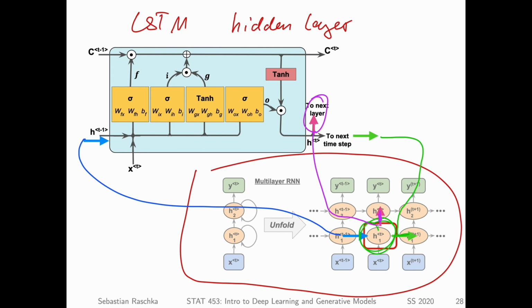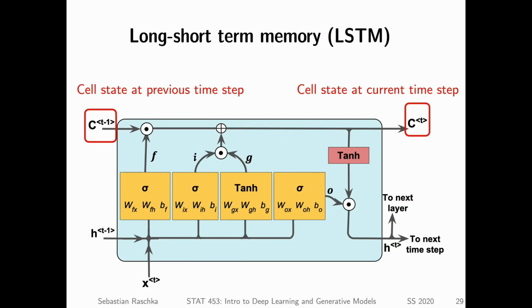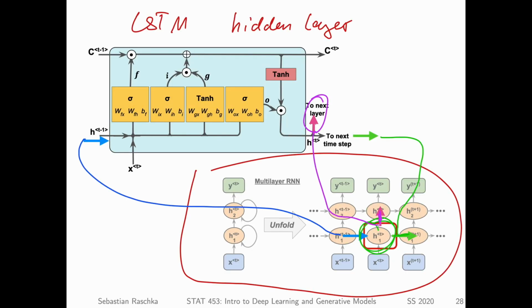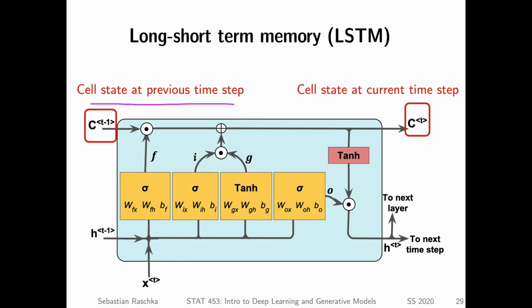Now, why do we need it, or what is new about it? One thing to notice here is this cell state. We now have a cell state that we carry through the network. In the regular RNN, we don't have a cell state, we only have a hidden layer activation. The network receives the previous hidden layer activation and then goes to the next hidden layer activation. Now there's also an additional cell state that gets carried through from time step to time step.